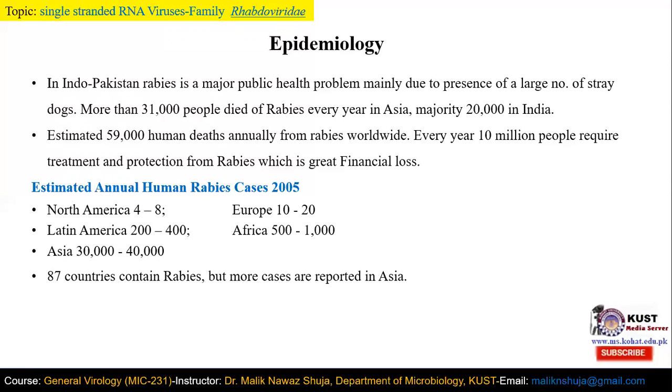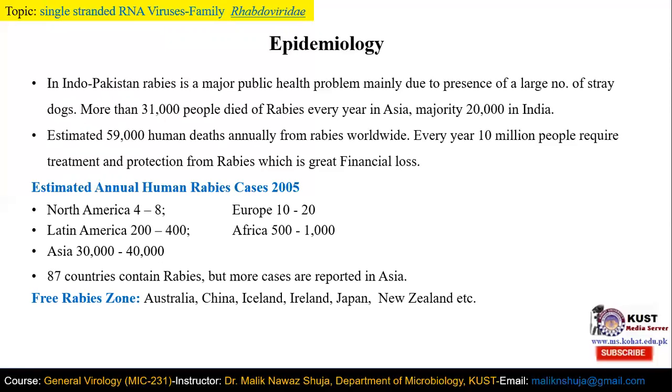87 countries of the world contain rabies, but still India is on the top of the list in Asia. There are certain countries which are still considered rabies-free zones, which include Australia, China, Iceland, Ireland, Japan, and New Zealand.